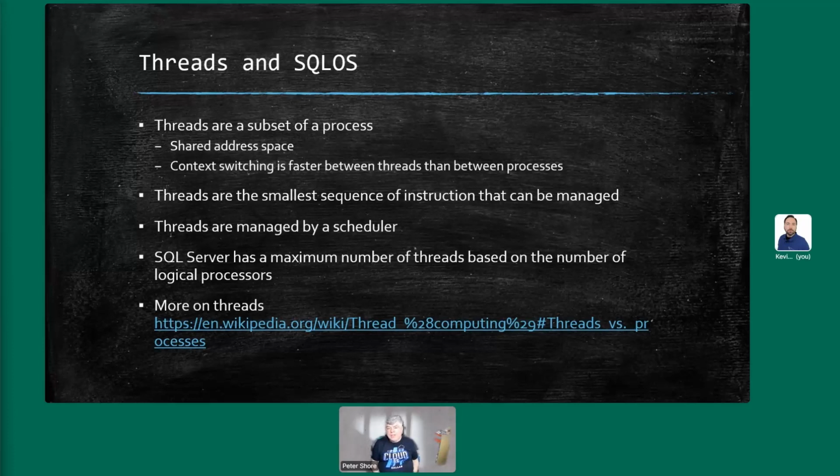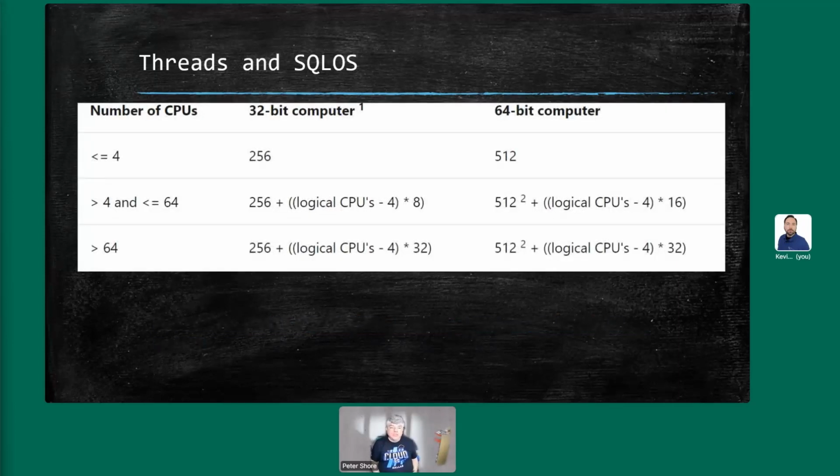SQL Server has a maximum number of threads based on the number of logical processors, and we'll see a chart of that here in just a moment. And just a moment has arrived. So remember, the logical processor is the hyperthreaded processor. So we can get 2 logical processors per physical core, even if they're not a 50-50 divide. And this chart from Microsoft shows approximately how many worker threads we get per our CPU configuration.